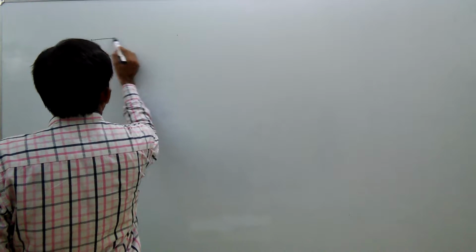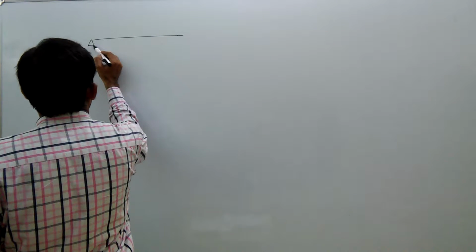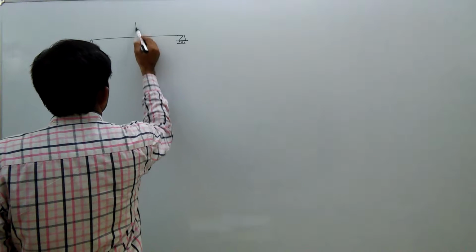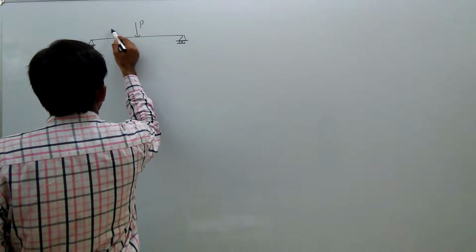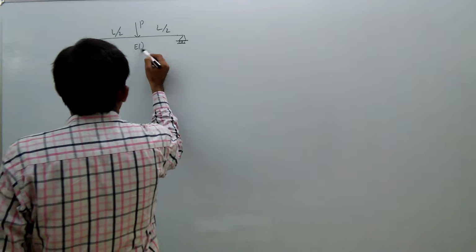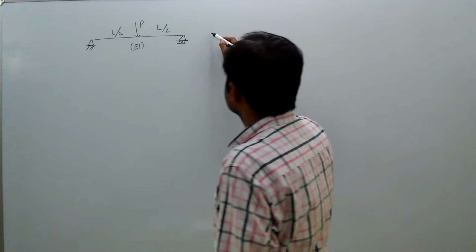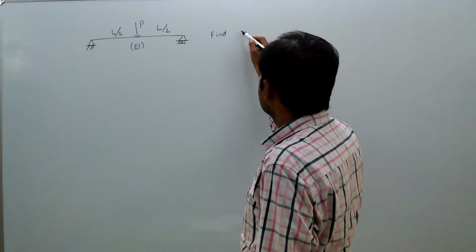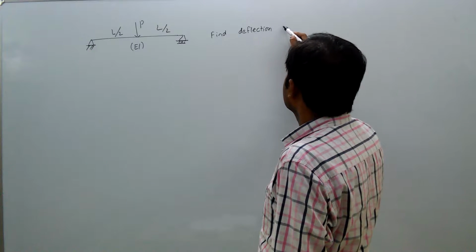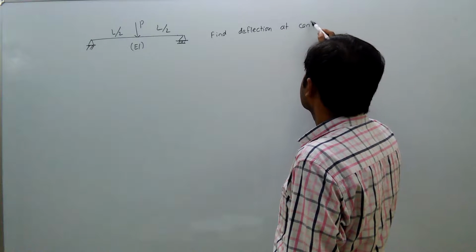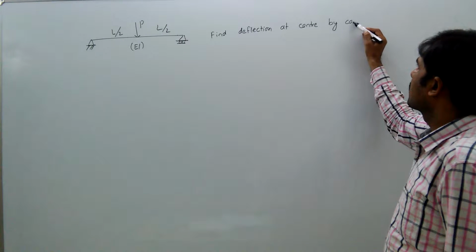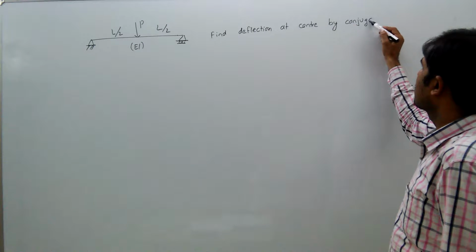A simply supported beam carrying a point load at the center, span L, 2L by 2L by 2, EI. Find the deflection at center by the conjugate beam method.